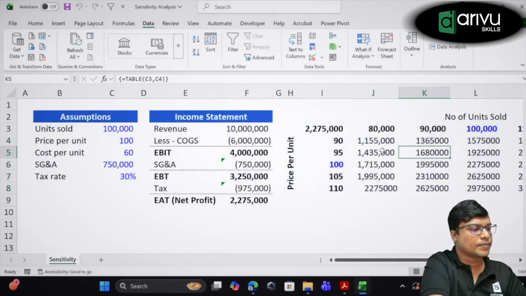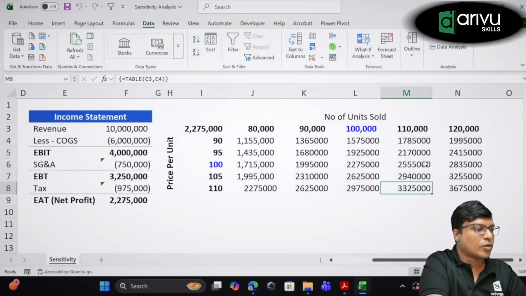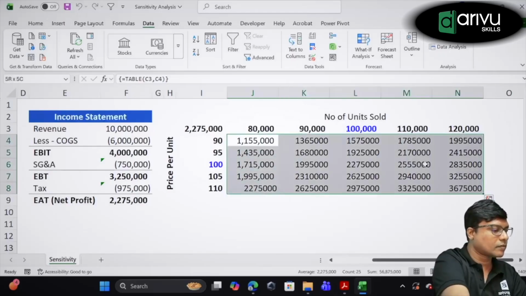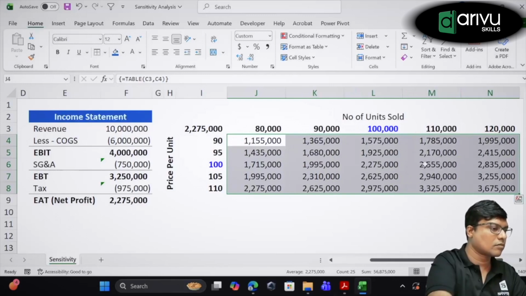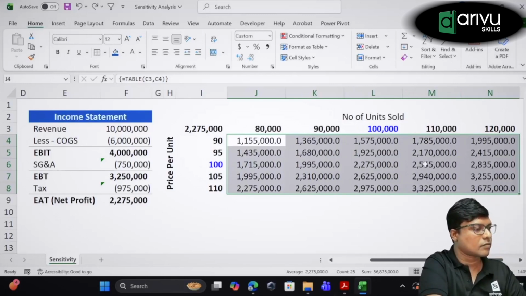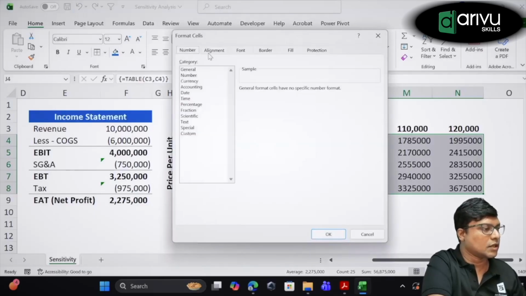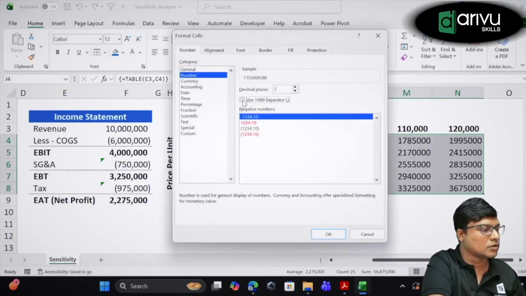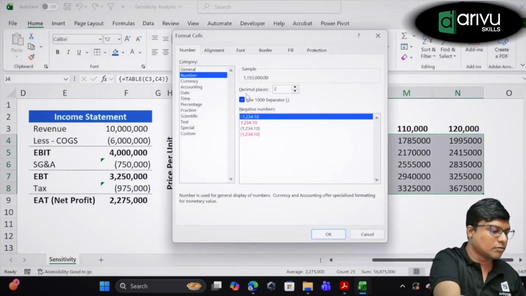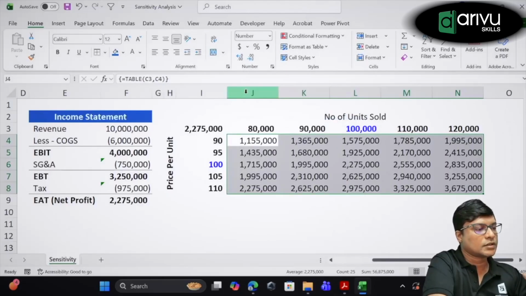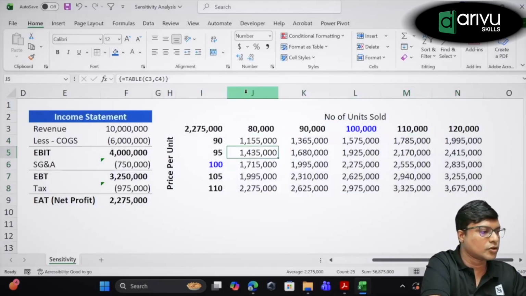Now if you see at the different combination levels, there are different profits. Now let me format this. Go to the format cells, number, use the separator, decimal 0. So these are the different combinations, the different outputs.